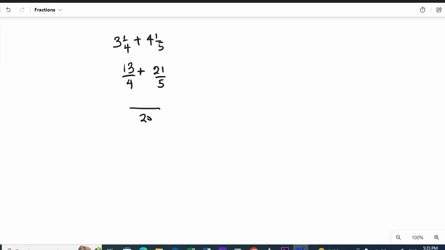Alright. That's 20 divided by 4, that's 5. 5 times 13, that's 65, I believe. That is correct. 65. And then 20 divided by 5, that's 4. And 21 times 4, that is 84. Okay, so adding 65 and 84, that gives us 149 over 20. Okay, so this is it.